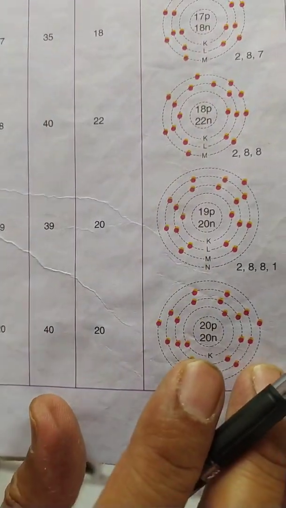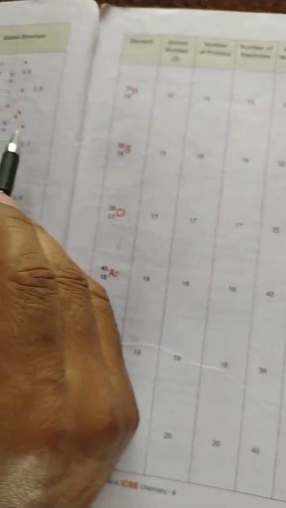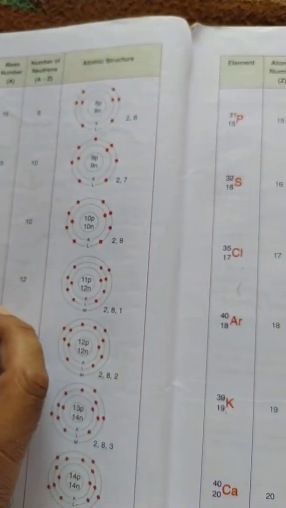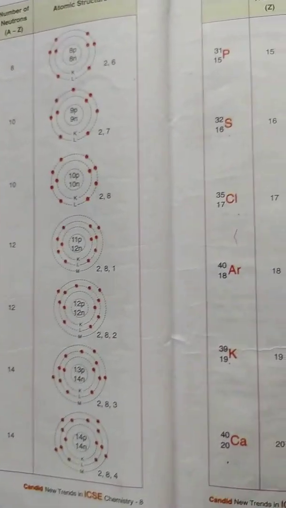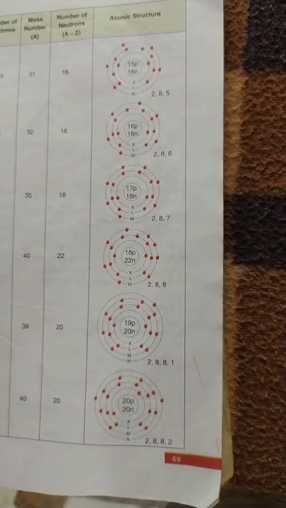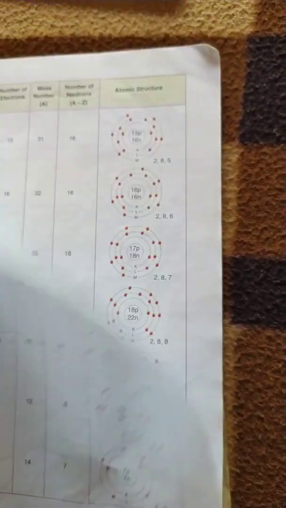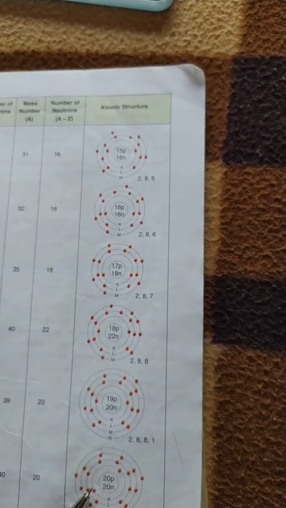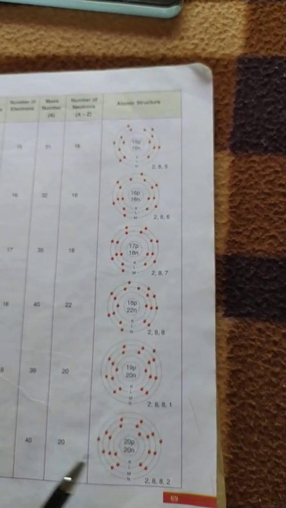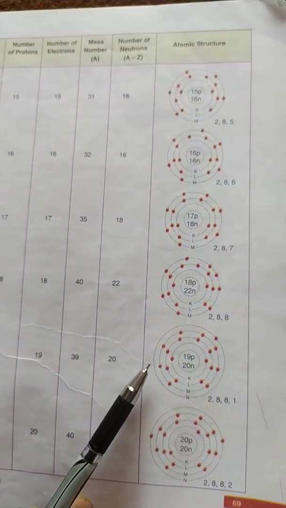Okay, so like this, children, you can also make the ions for all other atoms which are shown in your book. So what is your assignment? Your homework is to make the neutral atoms that are given in the book of all 20 elements, and also to make the ions of these elements. So that is your homework.